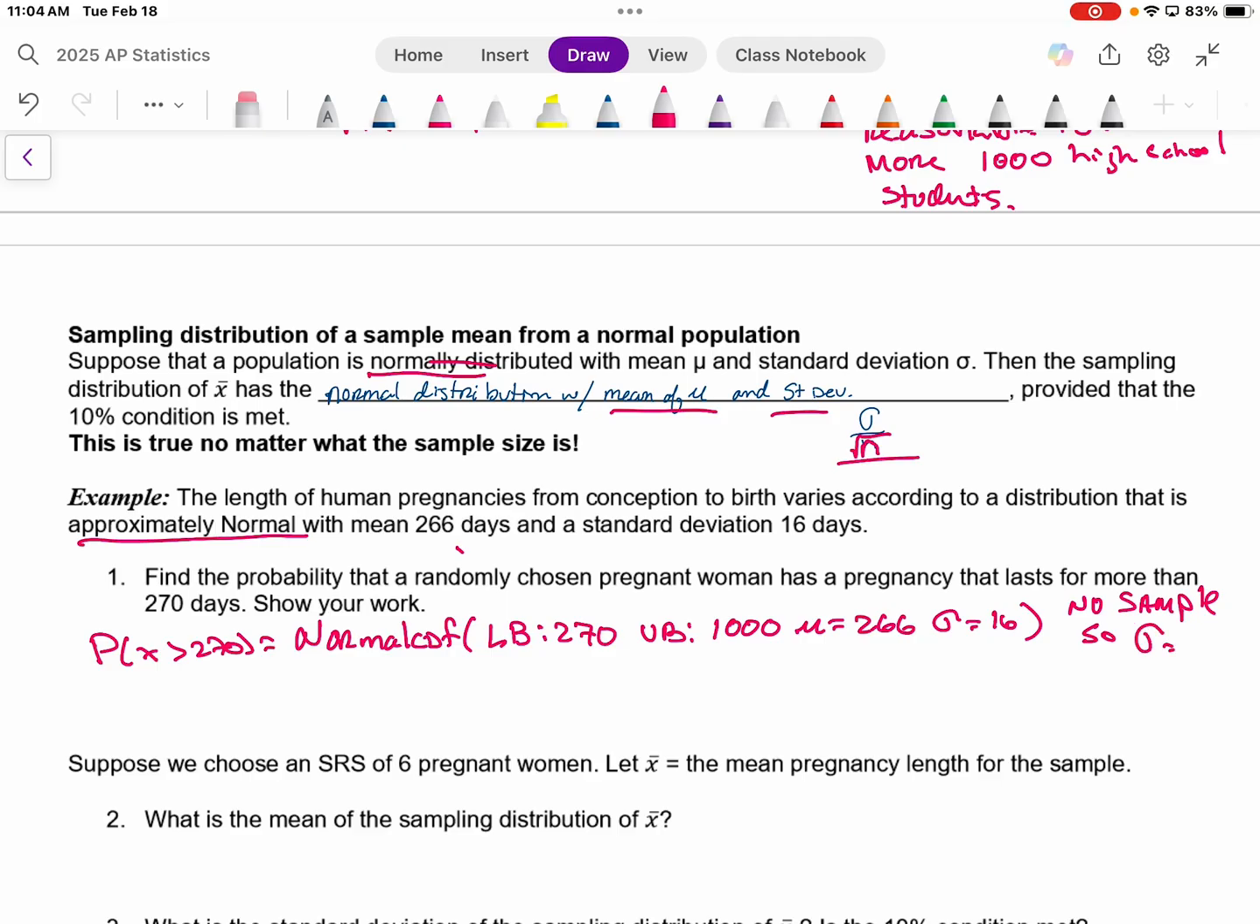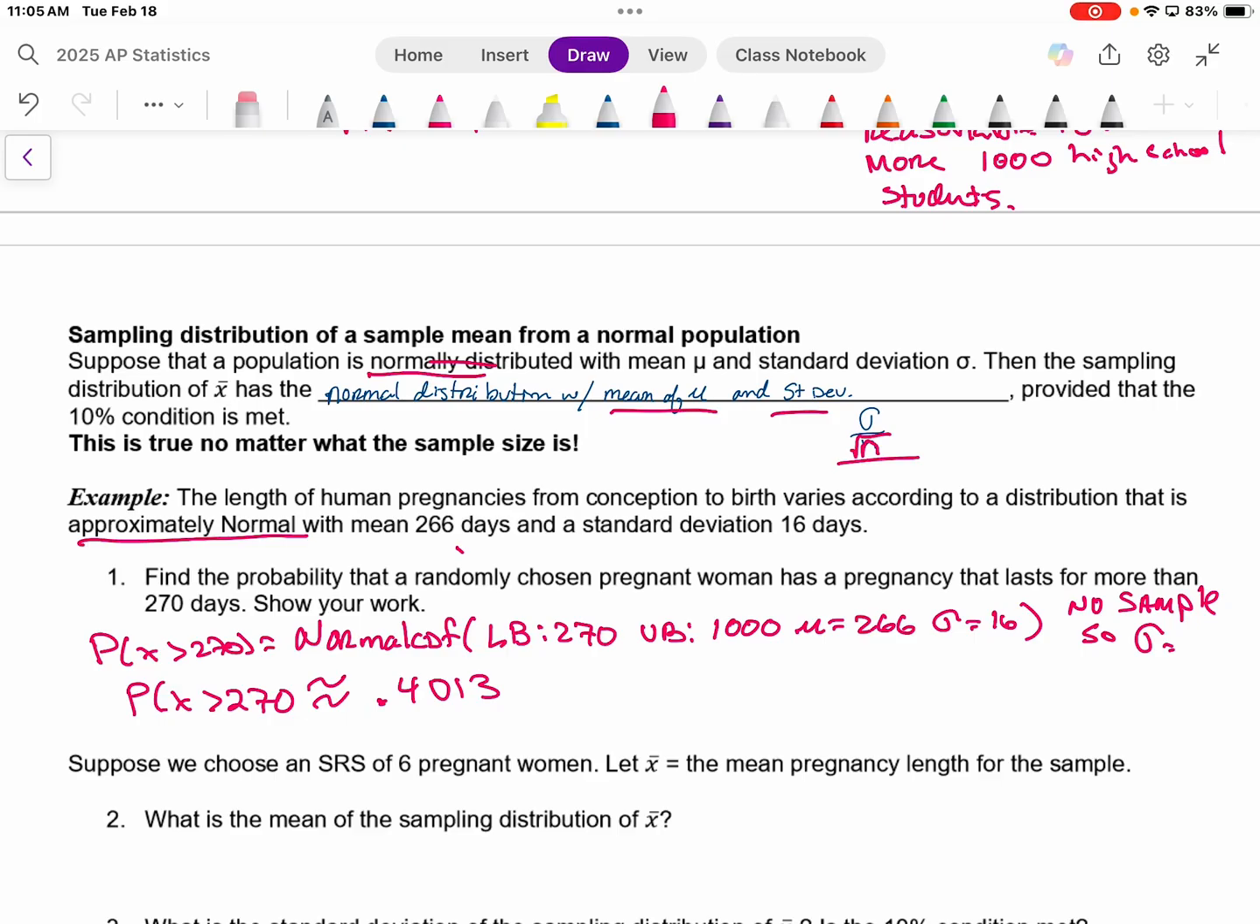We don't do that formula until they tell us that we did, like on the next example, a simple random sample of 6. So in this case, this is just normal stuff. We plug that into a normal CDF, and we should get approximately 0.4013. I went ahead and rounded to the fourth decimal accordingly. So the probability that a pregnancy lasts more than 270 days is about 40%.